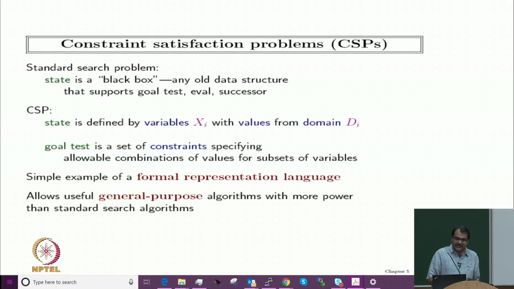So, as the slide says, this is a simple example of a formal representation language. There is a spiel that I was giving earlier, and it allows for general purpose algorithms with more power than an atomic agent. That is very important, because in an atomic agent the state was only a number, there is only so much we can do. Now that state is more than a number, it is a set of variables and their values, we can do more, we can understand the structure of the state and perform better in our task.